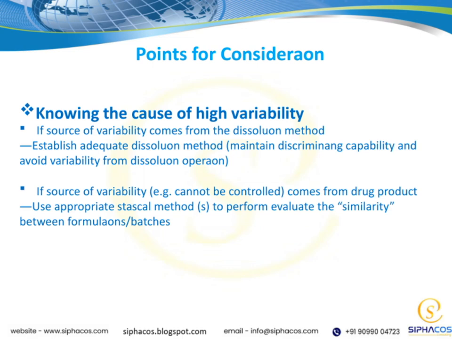On the other hand, if the variability stems from the drug product and this source cannot be controlled, then we need to turn to appropriate statistical methods. These tools help us evaluate the similarity between different formulations or batches, giving us a quantitative way to compare and understand the differences. The key takeaway here is that identifying the source of variability guides us to the right approach, either refining our dissolution method or applying robust statistical analyses. This approach ultimately supports our goal of ensuring product consistency and quality throughout the development and manufacturing process.